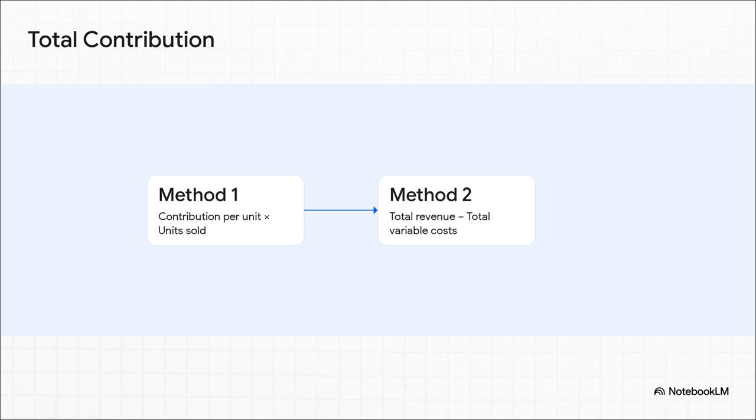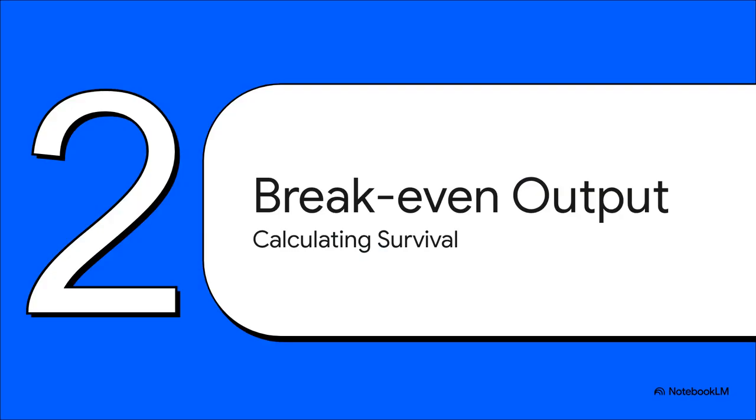You can actually calculate this in two different ways. You can either multiply your contribution per unit by the total number of units sold, or you can just take your total revenue and subtract your total variable costs. Either way, you're figuring out the total chunk of cash your sales are generating to chip away at those fixed costs. Moving right along to section 2, calculating break-even output.